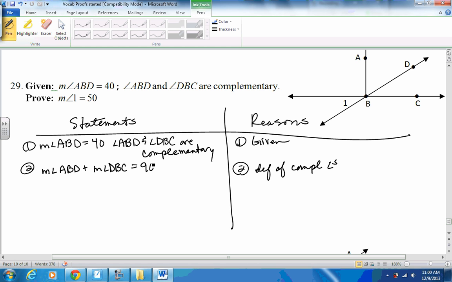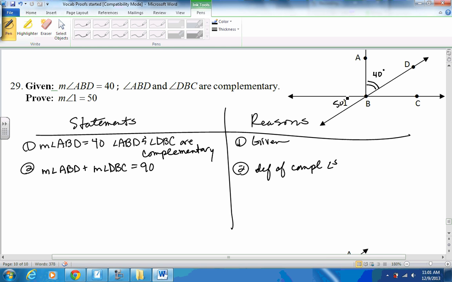And looking at my picture, I have some other things going on here. It looks like I have some linear pairs. I have some vertical angles. So if we need some more, maybe we can get some more. Well, let's just see what happens. Angle ABD is the angle that we're looking at. That's 40 degrees. Well, it looks a little bigger, but that's what they tell us. And we're trying to prove that the measure of angle 1 equals 50.